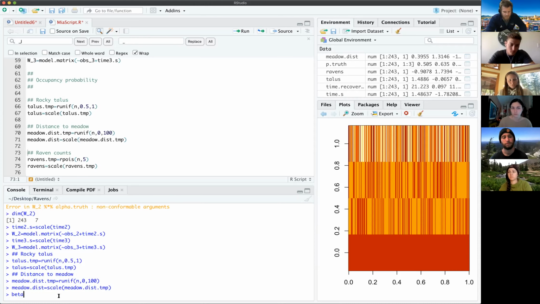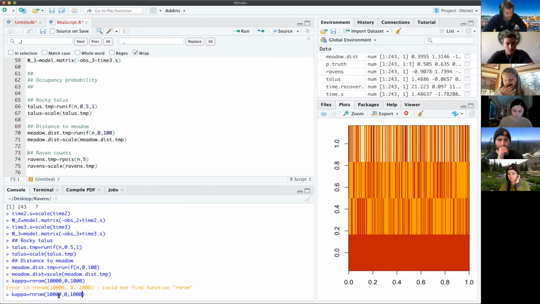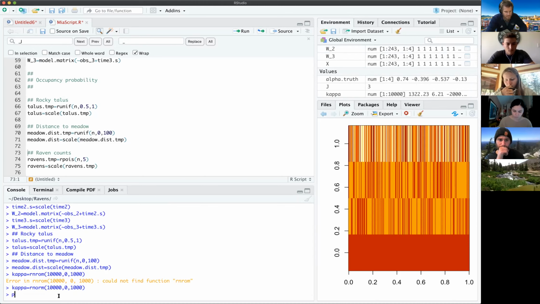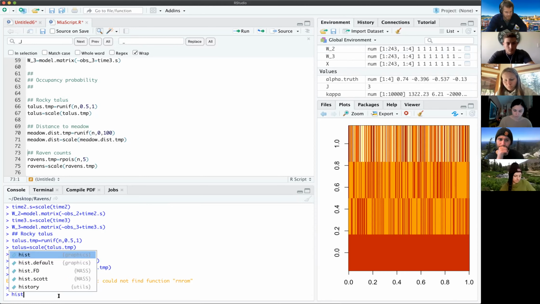Let's say we want to simulate some data for kappa, a distribution that is very vague. It has a big spread, but it's centered around 0. So like rnorm 0. Let's just sample 10,000 observations with mean 0 and a large standard deviation, let's say 1,000, and we can plot a histogram of that.